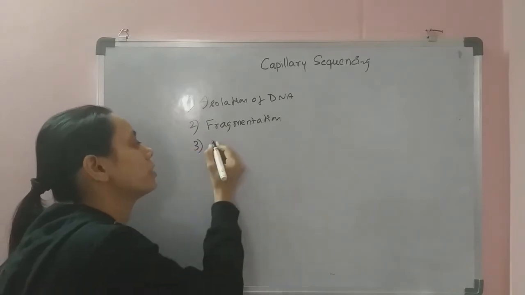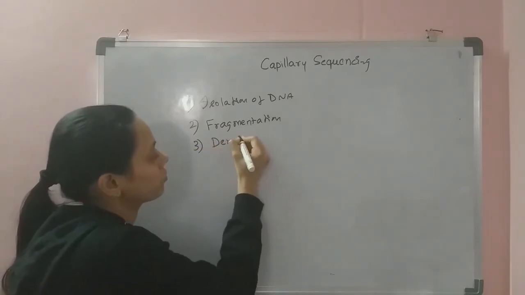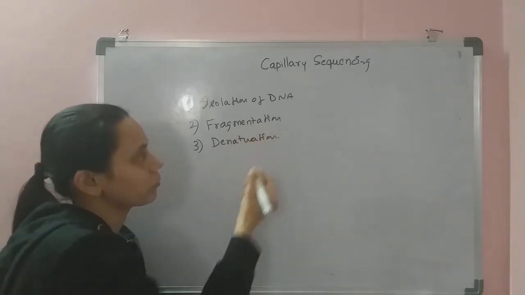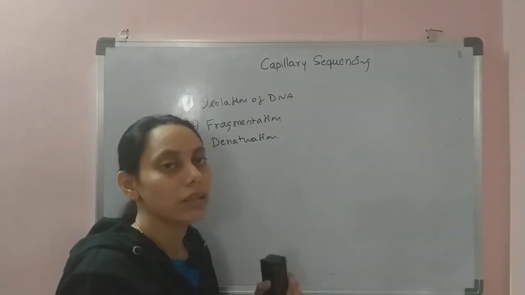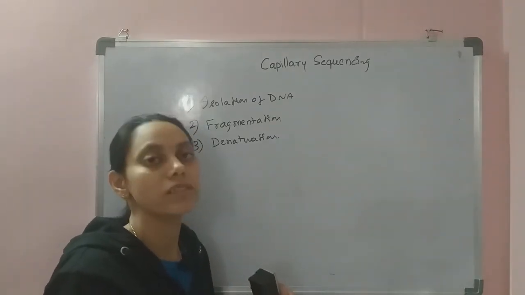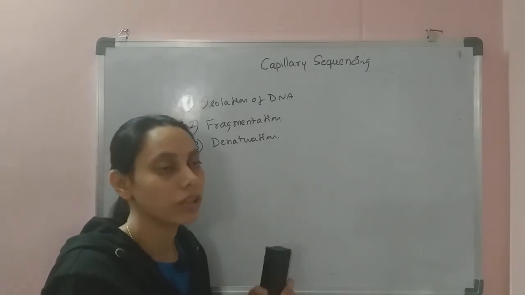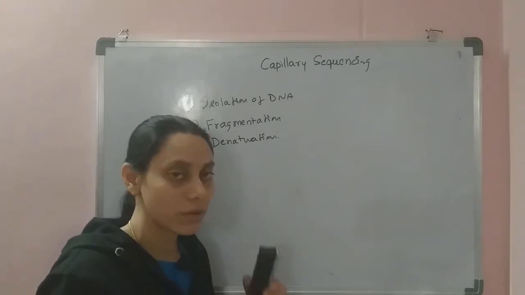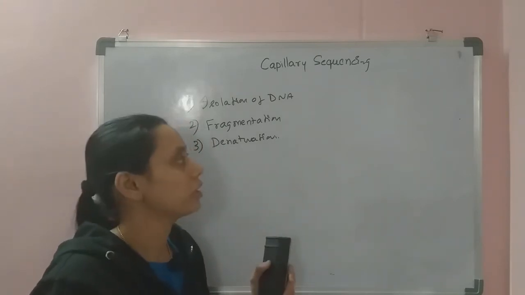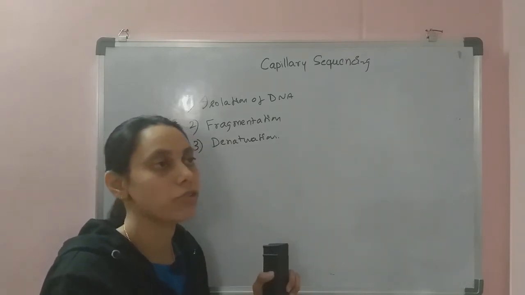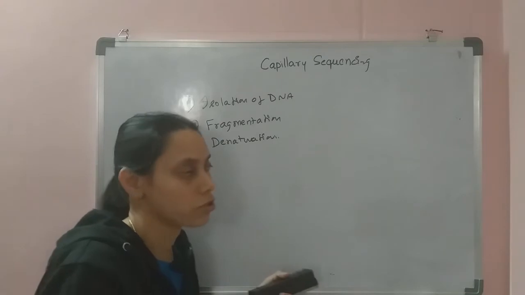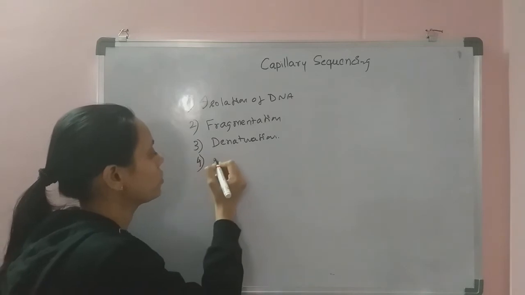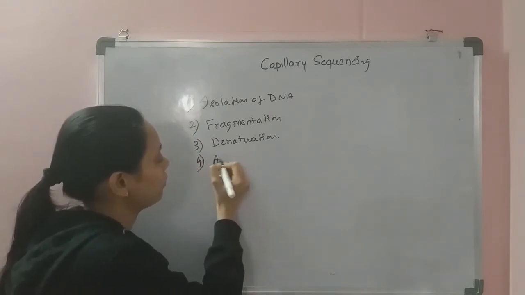Thirdly, we need to denature them. Capillary sequencing is a kind of sequencing based on the synthesis method. That means here we need to synthesize the complementary strand before we sequence the DNA. So we need to first denature the DNA into single strands so that the complementary strand can be synthesized. For that we need to go for denaturation. Fourthly, we need to go for amplification.